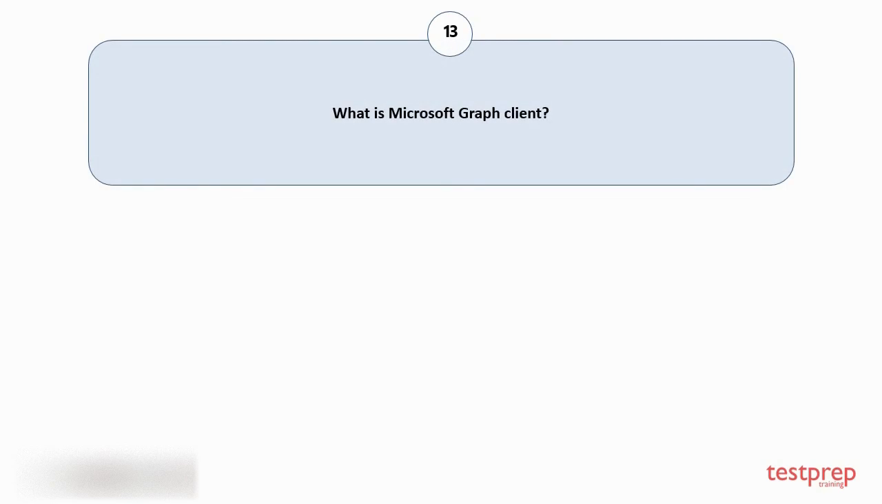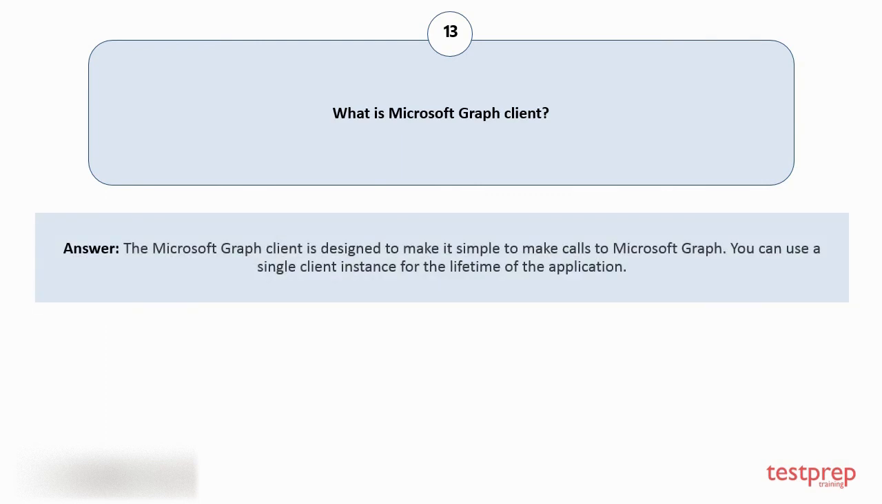Question number 13, what is Microsoft Graph Client? Your answer is: the Microsoft Graph Client is designed to make it simple to make calls to Microsoft Graph. You can use a single client instance for the lifetime of the application.